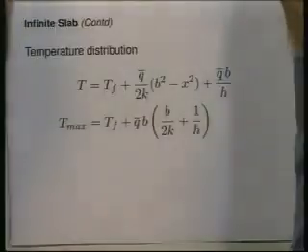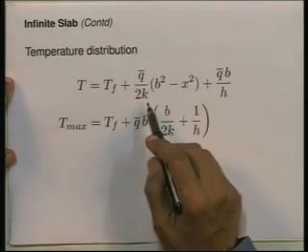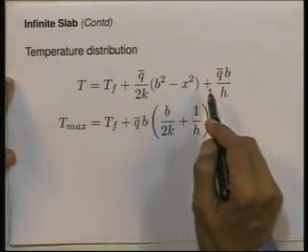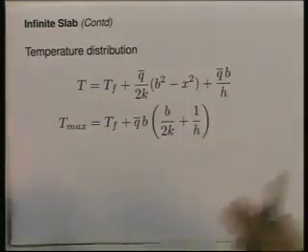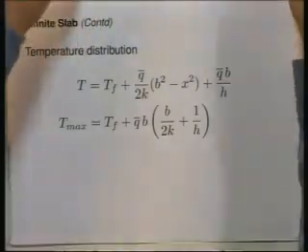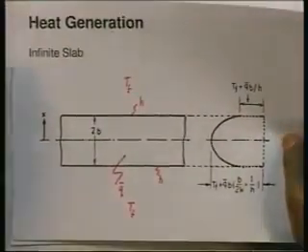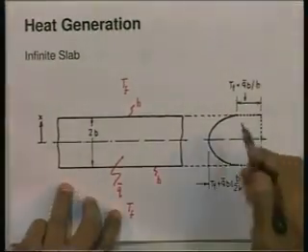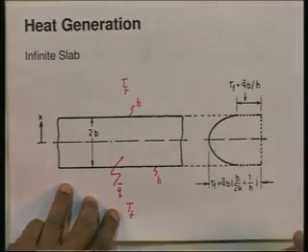But if you do that, you will get the solution for the temperature distribution. One gets T is equal to T_f plus q̄ by 2k times (b squared minus x squared) plus q̄ b by h. That is what you get for the temperature distribution in the solid, and that is the equation for the temperature distribution which I showed right at the beginning. It is a parabolic temperature distribution that we get.